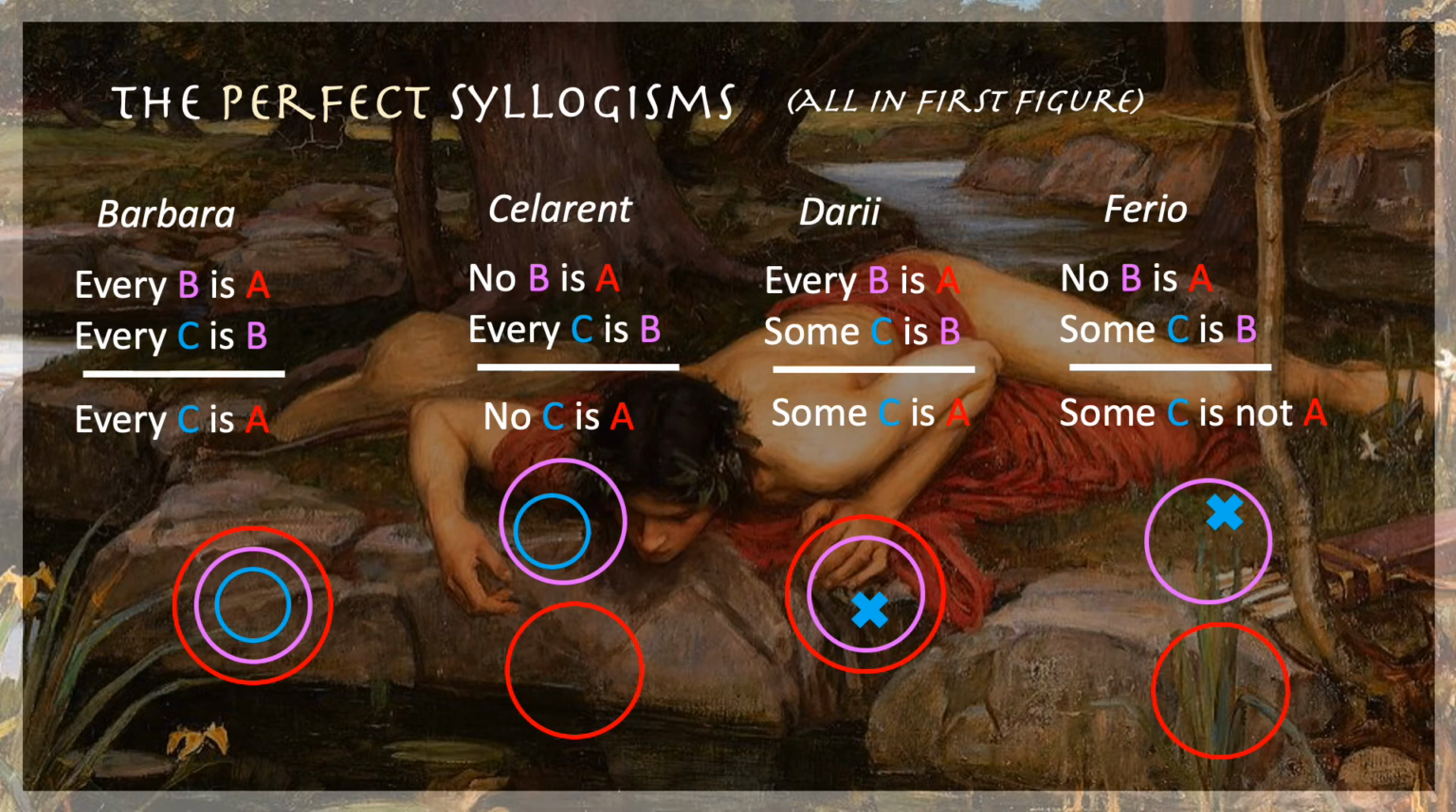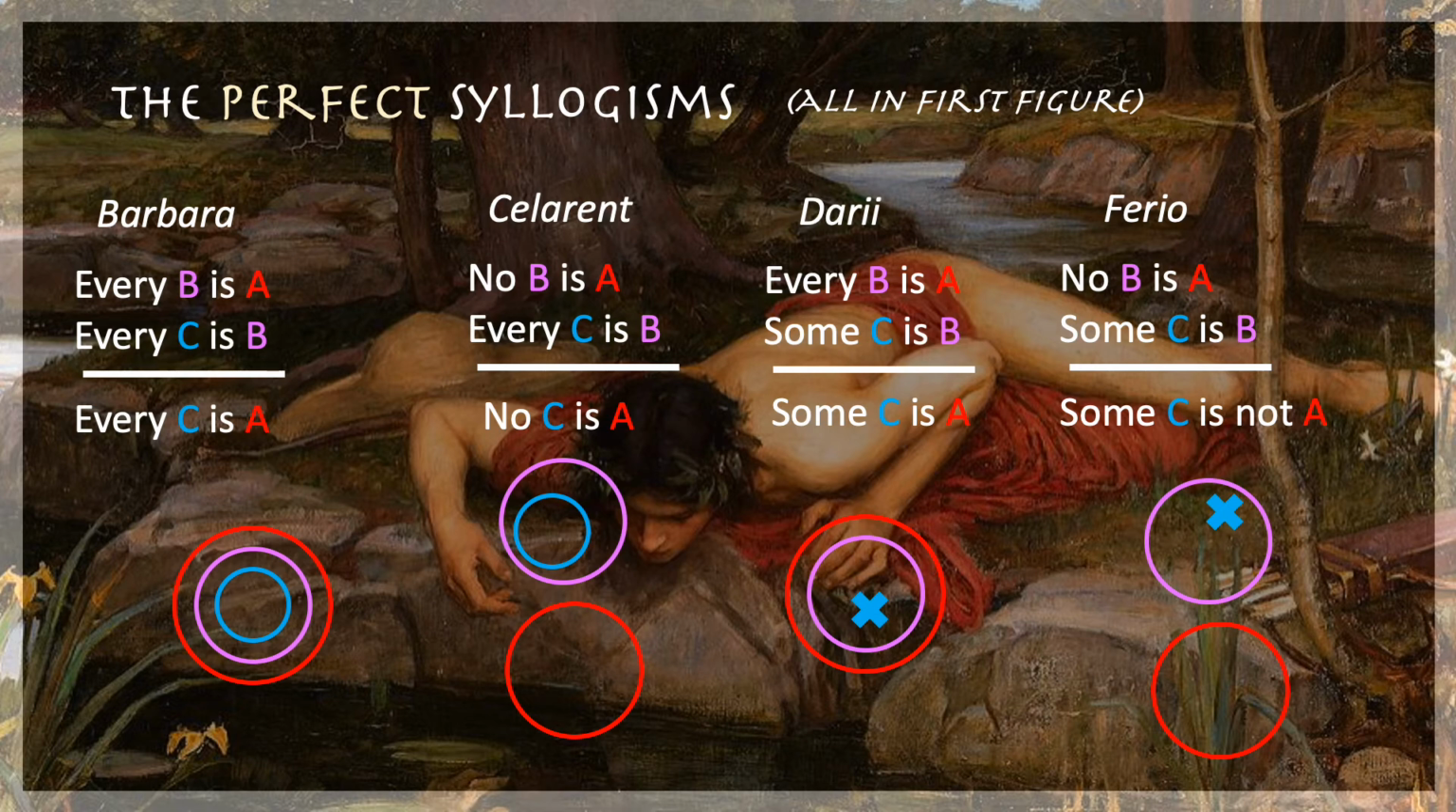In each of these names, the important thing to note are the vowels. The vowels correspond to the kind of propositions in the premises and in the conclusion. So, for instance, a Barbara syllogism is a first figure syllogism in which the two premises are both A premises, that is, universal affirmative premises, and the conclusion is an A proposition, that is, a universal affirmative proposition.